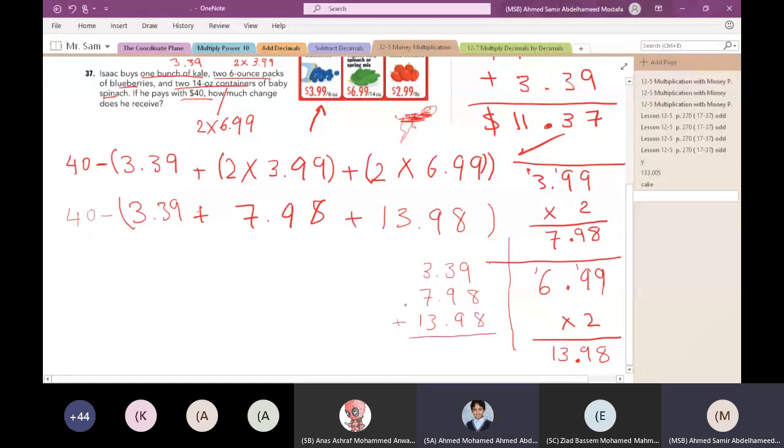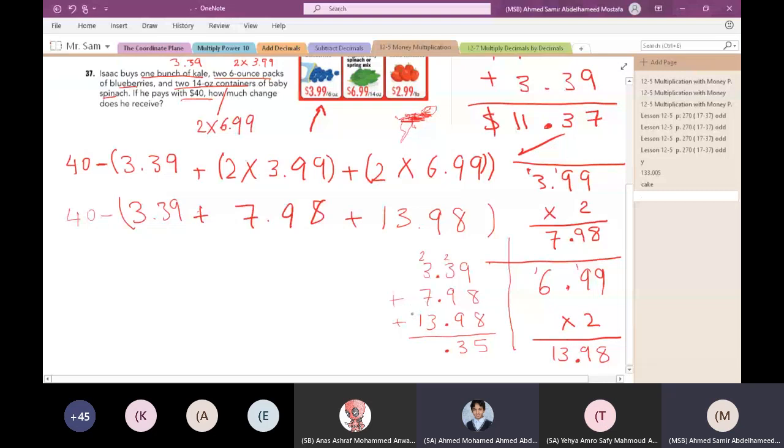Okay, 9 plus 8 equals 17. Plus 8 equals 25. 5 down, carry the 2. 2 plus 3 equals 5, and 5 plus 9 is 14. 14 plus 9 is 23. Yep, that's it. Why did you put 3.39?